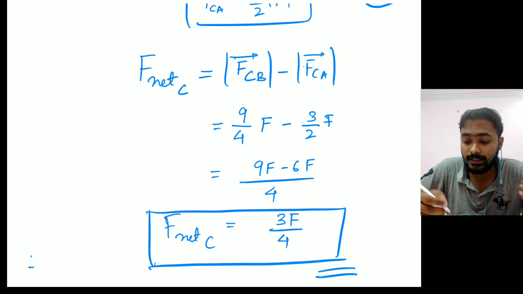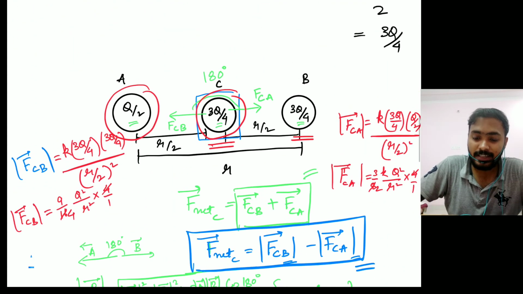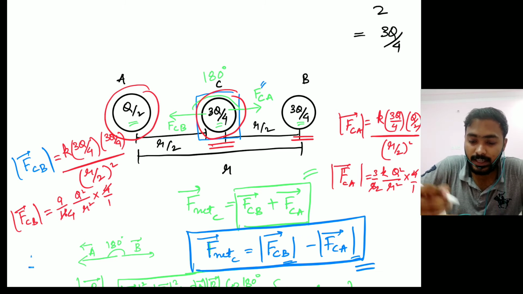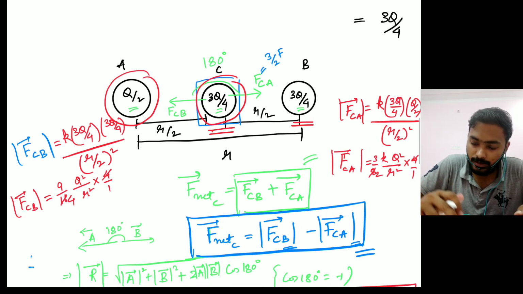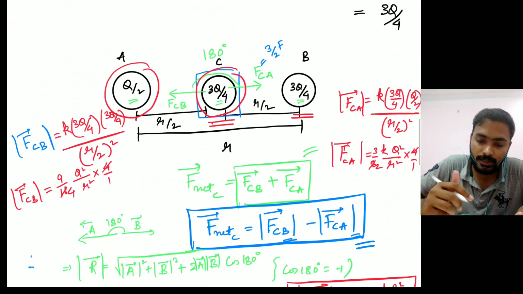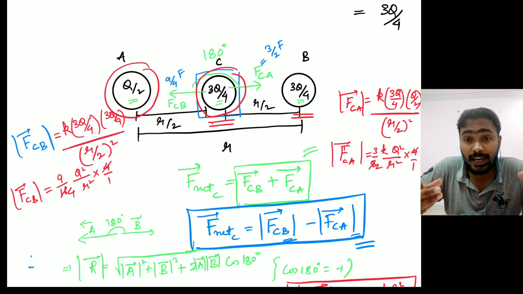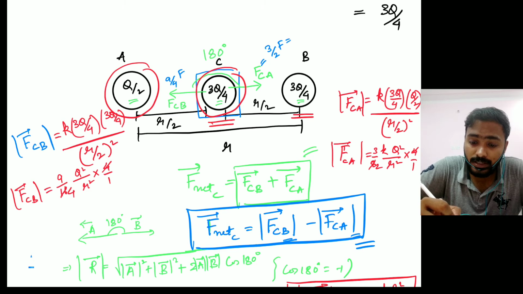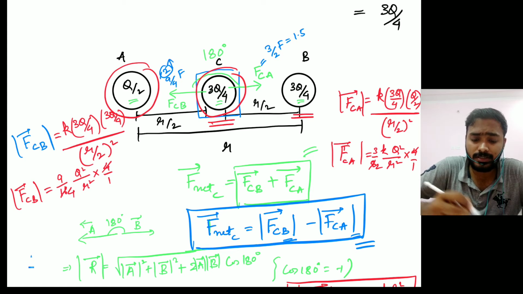Now again, important thing, it's a vector quantity, so definitely where is the direction over here? So let's go back. You guys have to understand FCA was 3 by 2 times of F, right? And what was FCB? Yes, FCB was 9 by 4 times of F. So you guys can see which magnitude was more powerful. 3 by 2 means 1.5 something, 9 by 4 means more than 2, definitely more than 2, right?